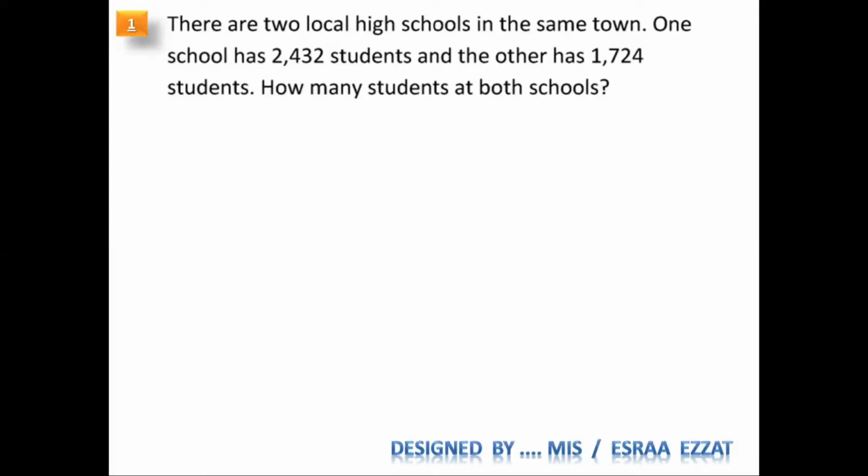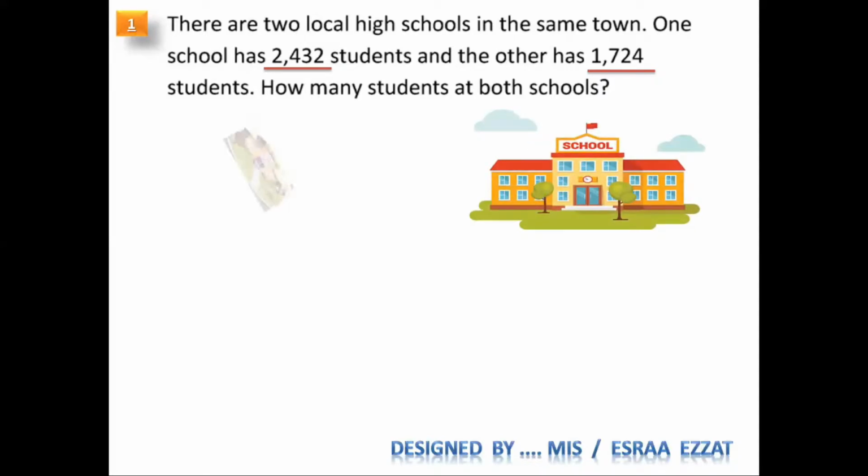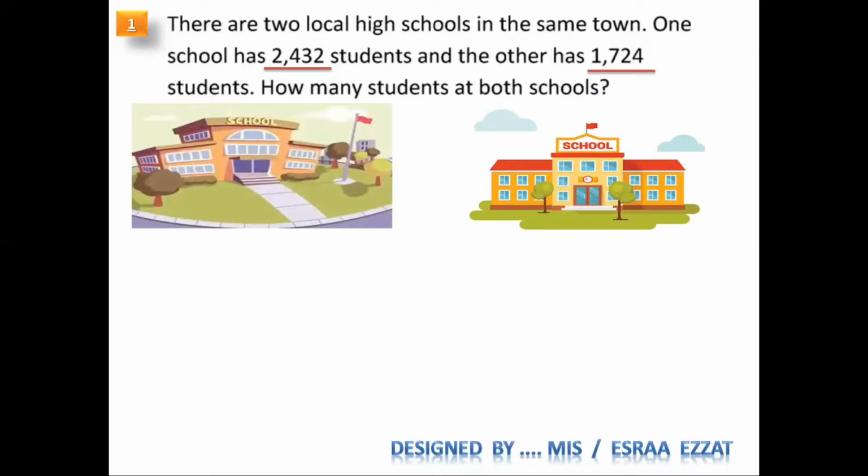So let's read this problem carefully again. There are two local high schools in the same town. One school has 2,432 students, and the other has 1,724 students. How many students at both schools? As you can see here, we have two local high schools. One of them has 2,432 students, and the other has 1,724 students. I want to get the number of students in both schools. Here we can notice the keyword both that tells us that we will use addition in this problem.